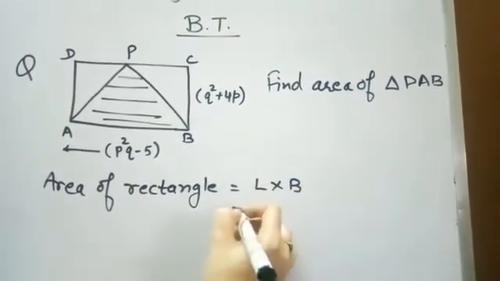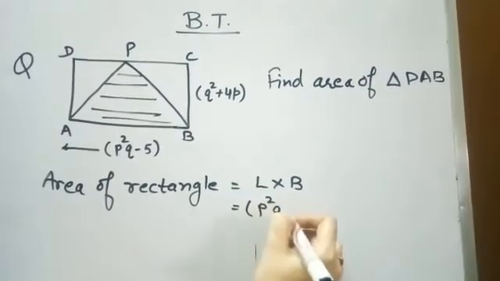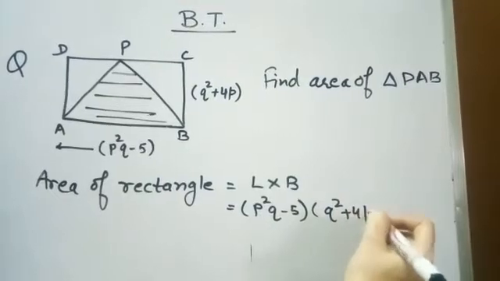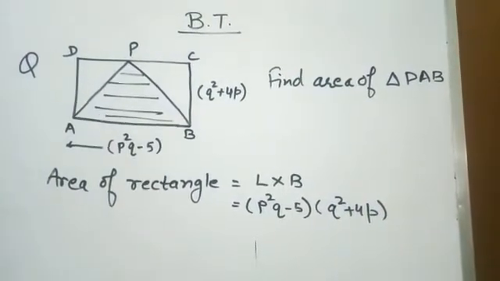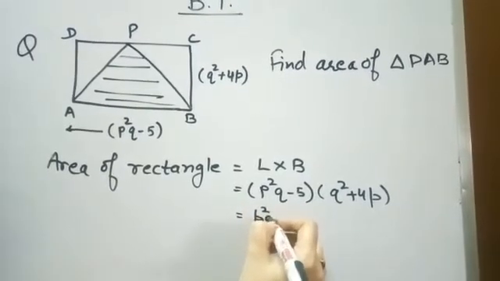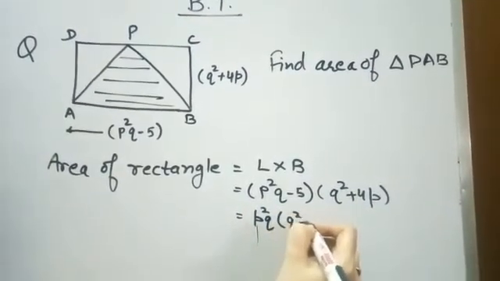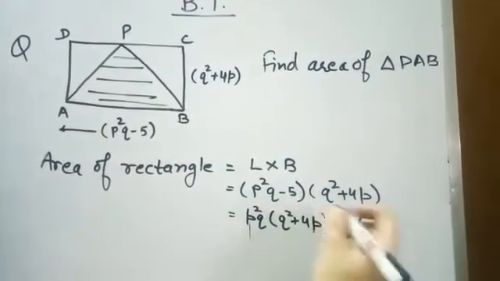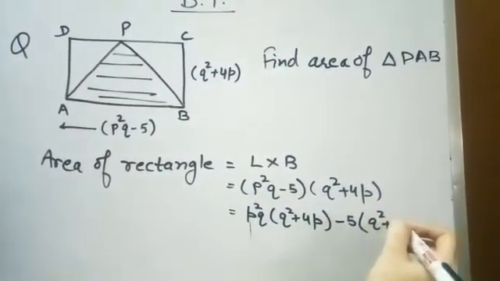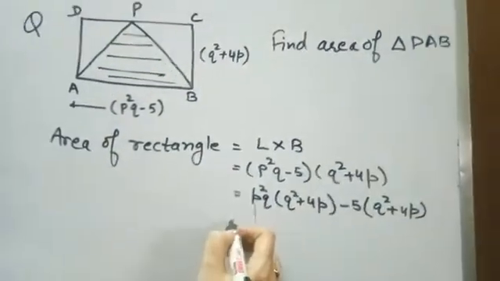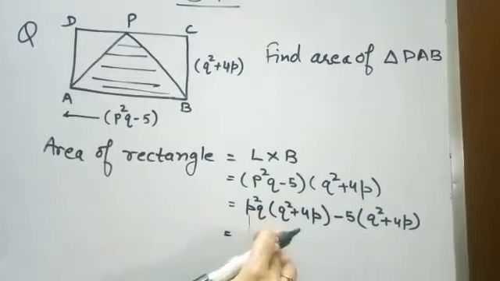Now length is given to us as p square q minus 5 and breadth is given to us as q square plus 4p. This is the multiplication of binomial with binomial. Pick out the first term of the first binomial and multiply it with the second binomial. Pick out the second term of the binomial and multiply it with the second binomial. Now this is the case of multiplication of monomial with binomial.